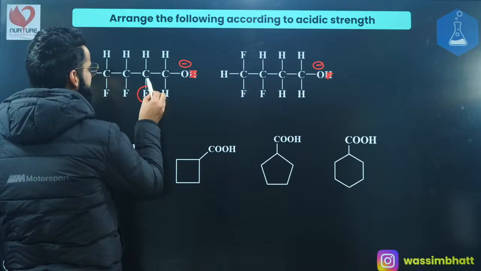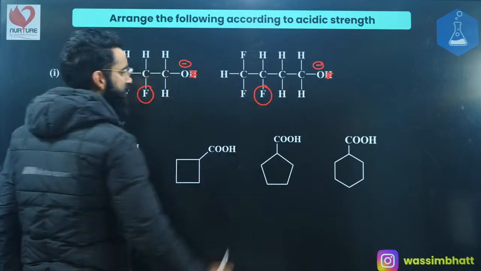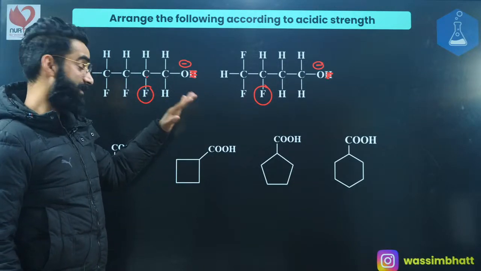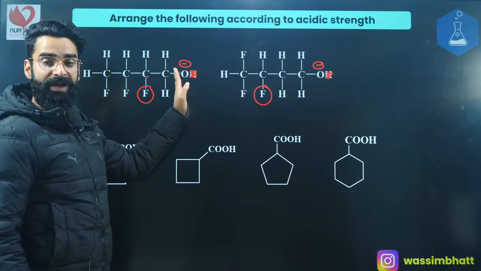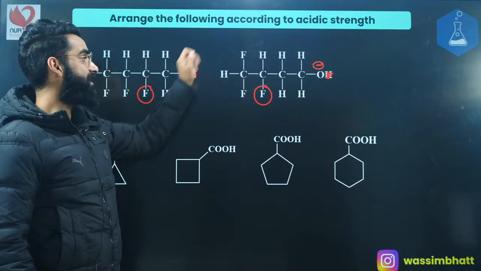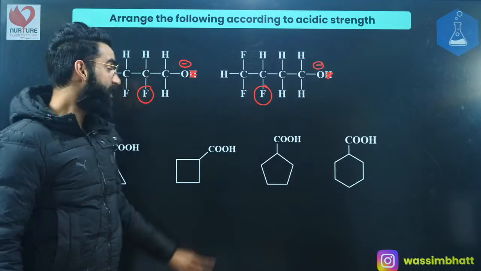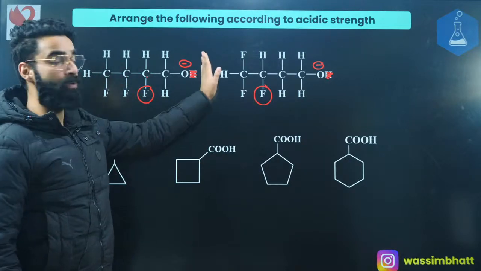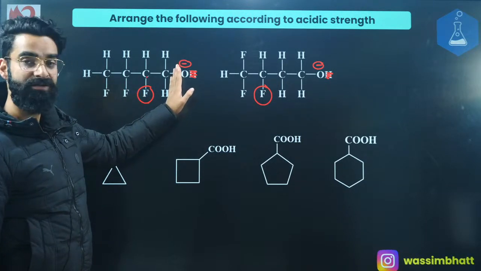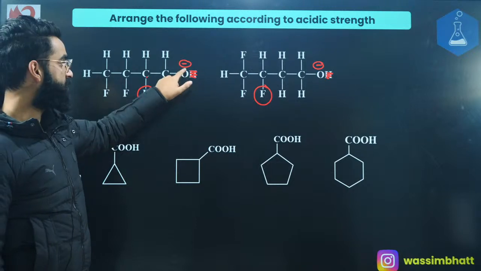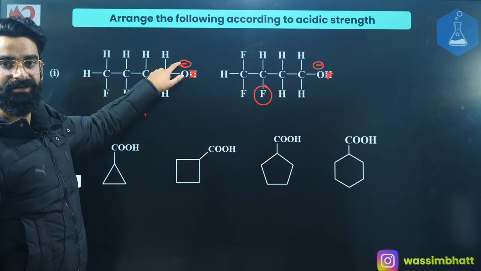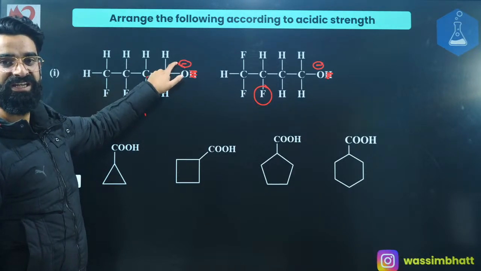Over here fluorine is attached with the second carbon. Over here fluorine is attached with the third carbon. Closer the fluorine, more its minus I power. I'll say over here the intensity of the negative charge will be less as compared to the intensity of negative charge over here. Why? Because this electron withdrawing group is closer to the negative charge. So the intensity of negative charge on this oxygen will be less. If intensity of negative charge over here is less, I'll say this conjugate base is more stable.